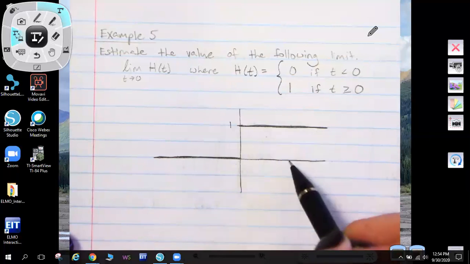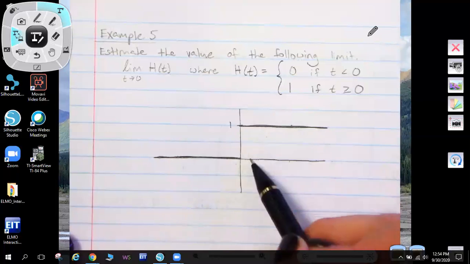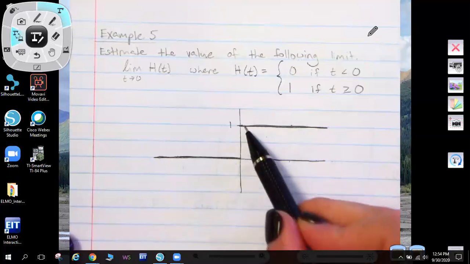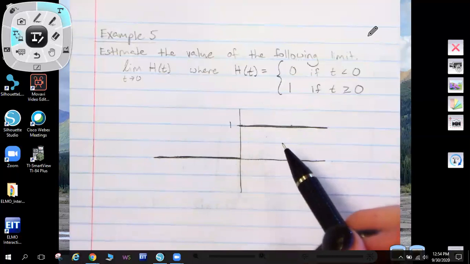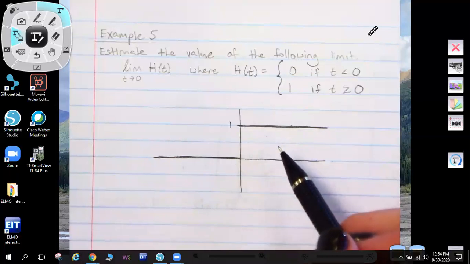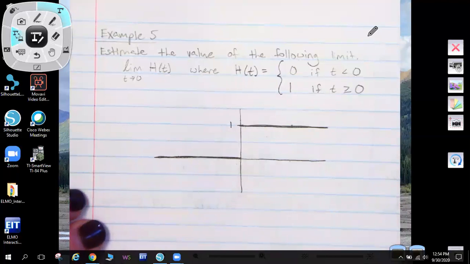We plug in this x value, we get a function value of 1. Getting closer and closer to 0, we're still getting function values of 1. So our other side of the chart would look like x values getting closer and closer to 0, and all of our function values will be 1 for every single one of those. I want to write that down somehow so you know what's happening before we just write the answer.